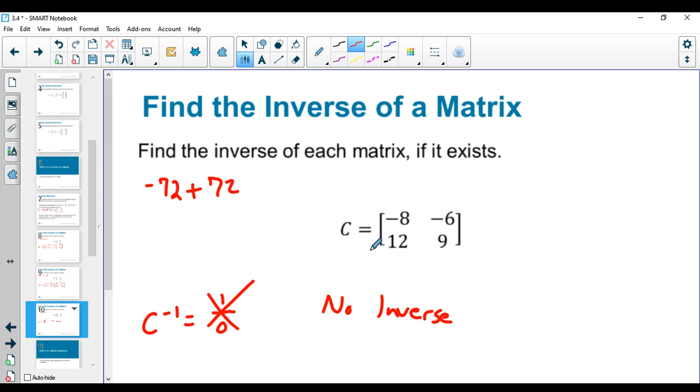Right? You can only have an inverse if the determinant is not 0. So that one's that easy. As soon as you found the determinant, you knew that this one can't have an inverse.